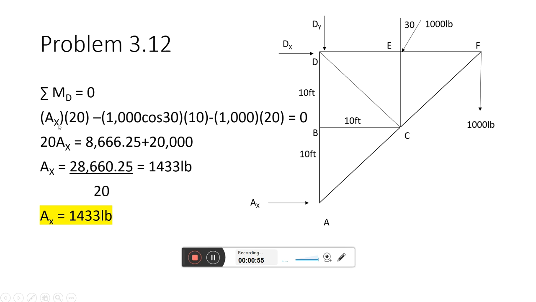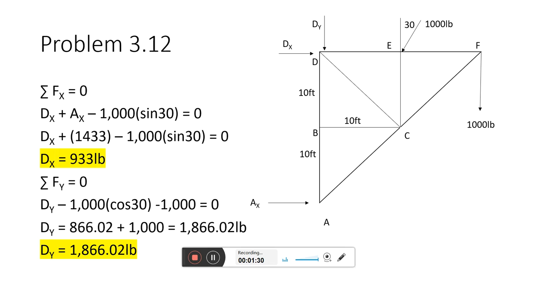and we have Ax times 20, which is Ax is here, so 10 and 10 is 20, minus 1,000 cosine 30, which is up here, times 10, because that distance is 10, minus 1,000 times 20, which is right here, this force, and then 10 feet here, another 10 feet here. Isolating Ax on one side, you get 1,433.